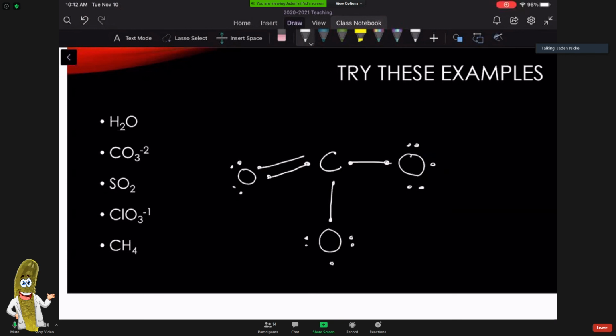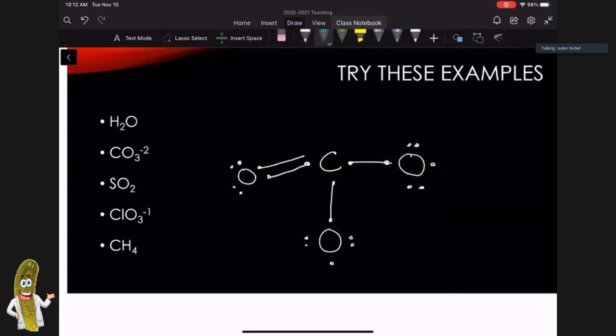And so what we would then do is look at this example and calculate all the formal charges. So carbon here, I know it has a valence number of 4, and I know it has 4 bonds attached to it, so it's got a 0. Oxygen here has a valence number of 6, 4 dots, 2 lines. That oxygen's a 0.